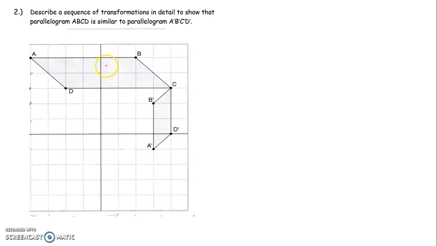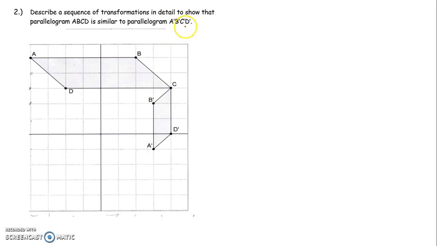Now here's the dealio, and Miss Pearson might not agree with this. She probably wants you to go from A, B, C, D to the prime. I'll do what she wants to do. I think it would be easier to take this one, rotate it up, and then expand it. I'm thinking about doing it backwards. She'll be so mad at me. But we just want to show they're similar.